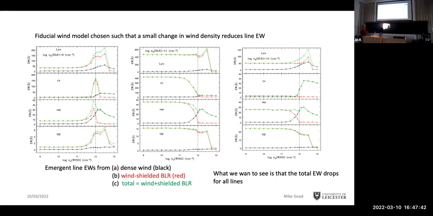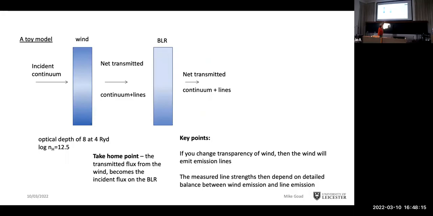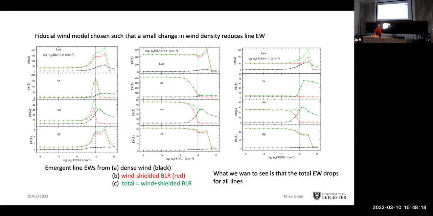So here are 3 broad line clouds stuck behind my wind. My wind density is increasing from left to right on the bottom here. The black points and lines are the emergent line equivalent widths from that wind. The red is the wind shielded BLR, so that's what's coming out in terms of the emission lines from the gas behind it. And the green line, which is a terrible colour to choose in an overhead, apologies for that, is the sum of the two.